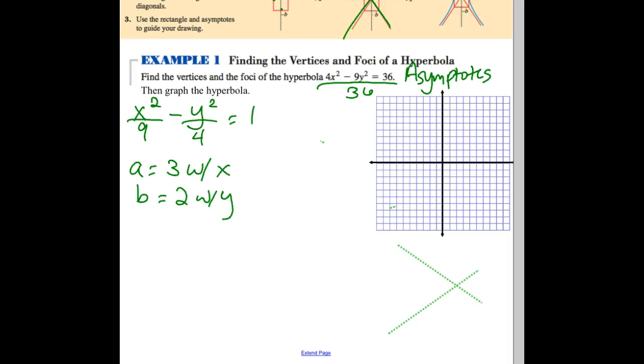We have 3 in the X direction, centered at the origin again, right? We haven't translated anything yet. So from the origin, we're going to go 3 in the X direction. So left and right 3. And I'm going to have you label those with a V.